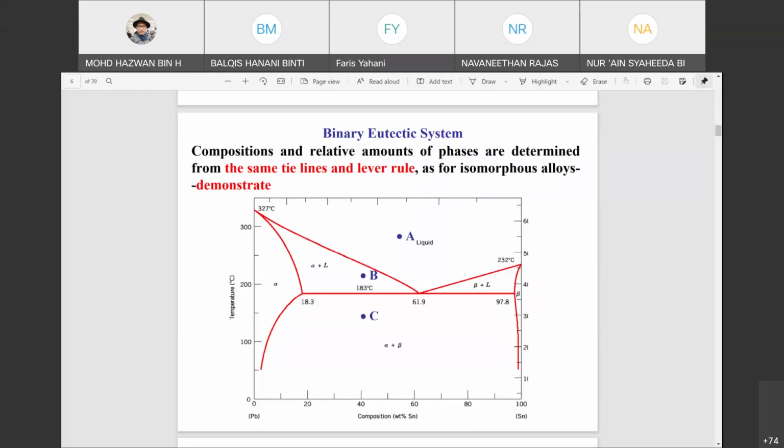Faris tak clear kot line. Okay. So it is actually a phase of alpha plus liquid. So meaning that when you have a mixture of phases, alpha plus liquid, then the composition must be, I think, two as well, alpha and also liquid.